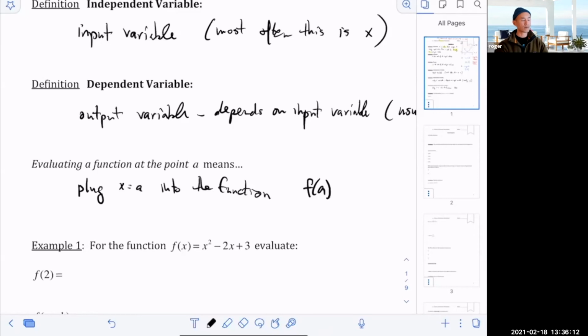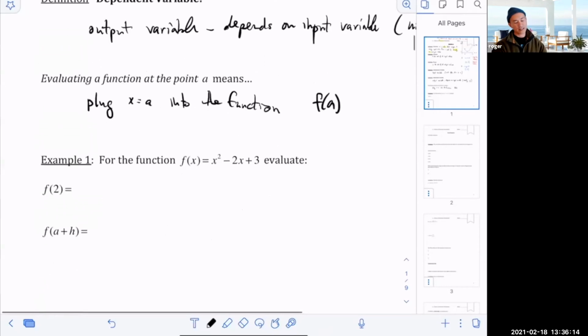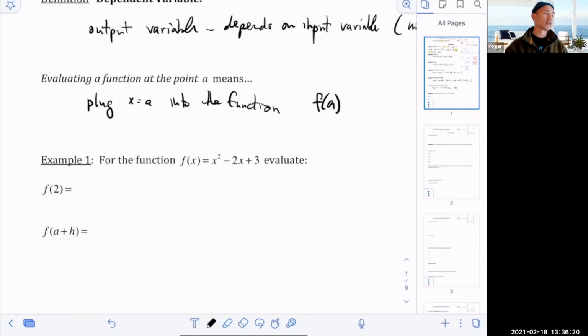Okay. So if I say, for example, for this function, evaluate f of 2, all that means is anywhere you see an X, you plug in a 2. So we're good. This is basically going to be 2 squared minus 2 times 2 plus 3. It's going to be 4 minus 4 plus 3, which is 3. Does that make sense?